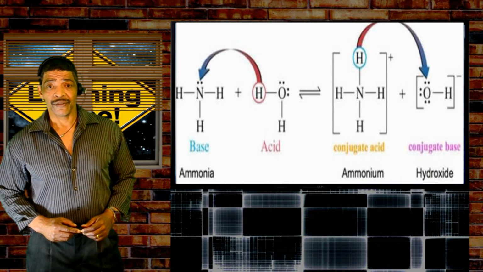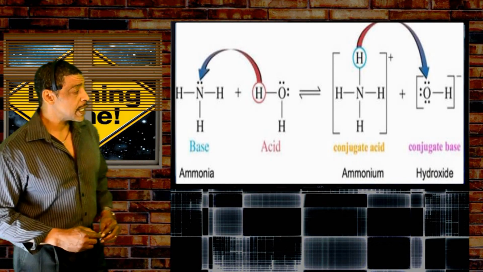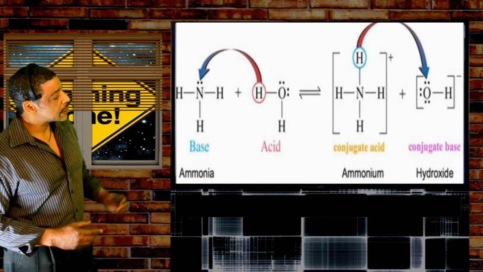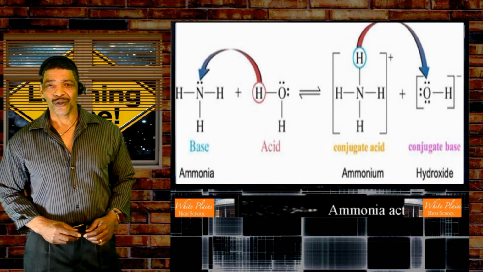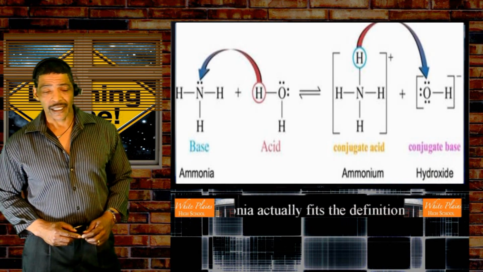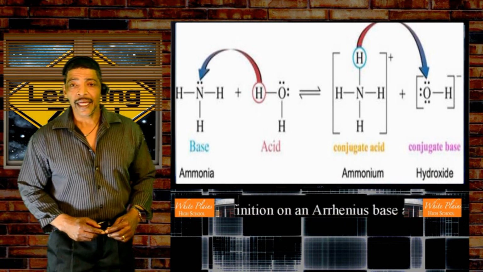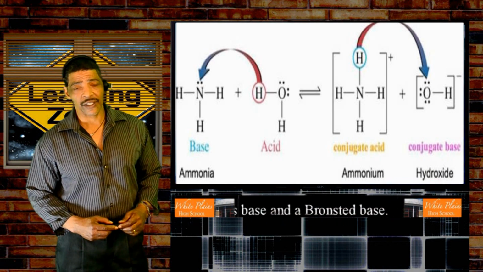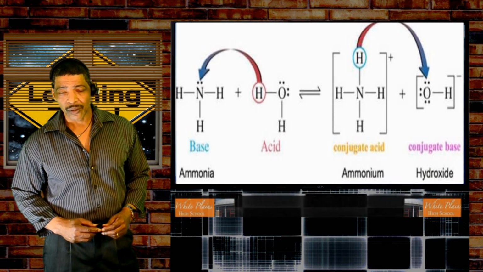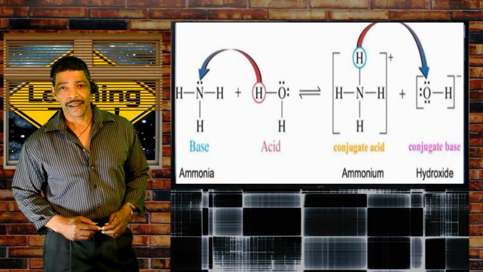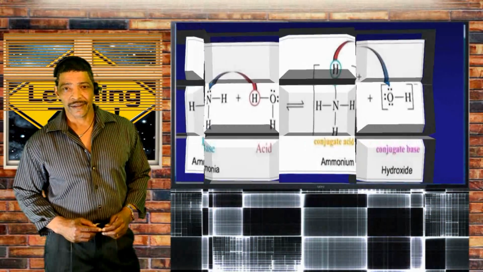When ammonia is added to water, a proton from the water molecule will be attracted to the lone pair of electrons around the ammonia molecule. This leads to the formation of ammonium ion, NH4+, and the production of hydroxide ion. Therefore, by definition, ammonia will also act as an Arrhenius base.